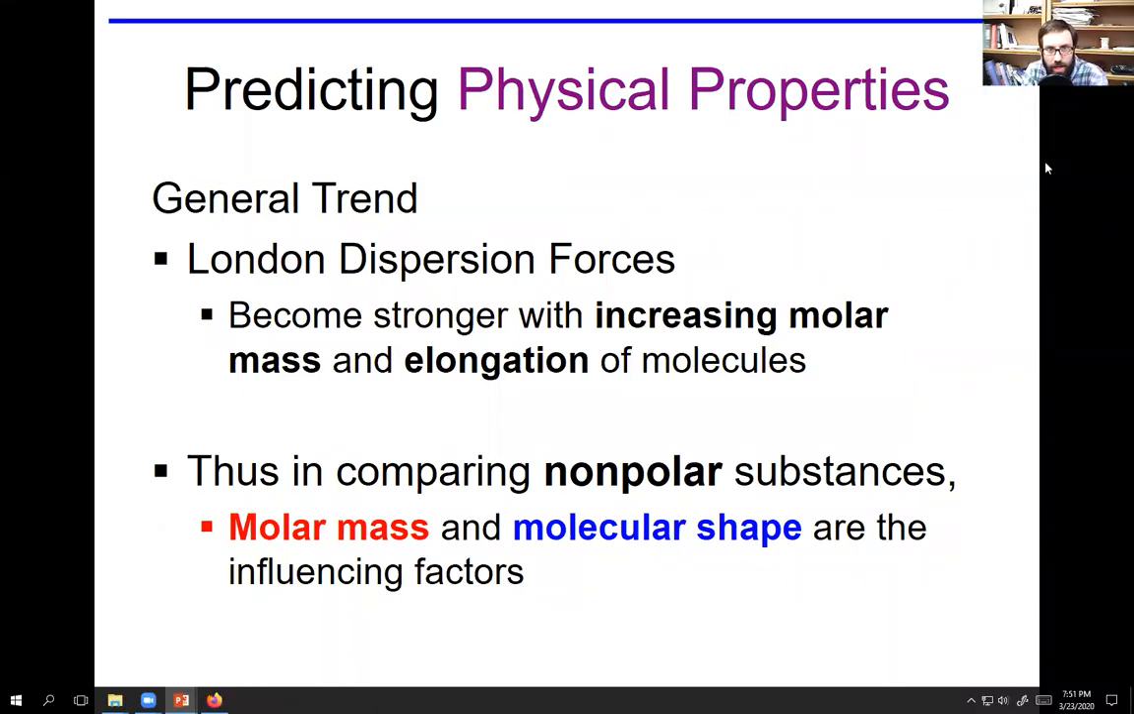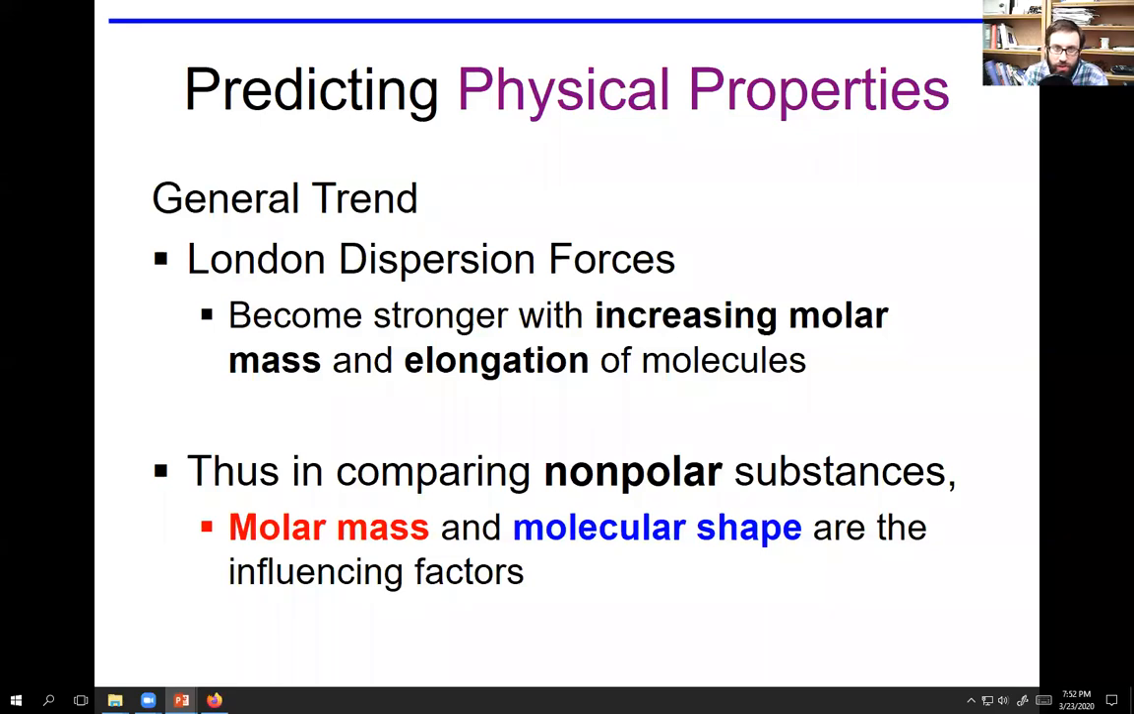So I mentioned in the first video in this chapter that intermolecular forces allow you to predict and explain a lot of different physical properties of substances. And the general trend for London dispersion forces is that they're going to become stronger with increasing molar mass and elongation of the molecules. This essentially allows more interactions, more surface area between molecules, resulting in stronger forces.